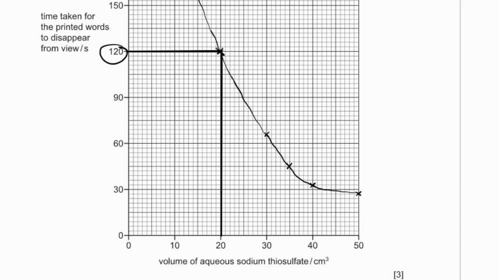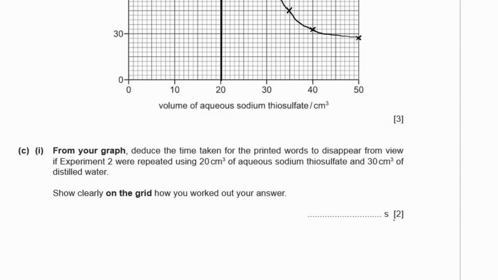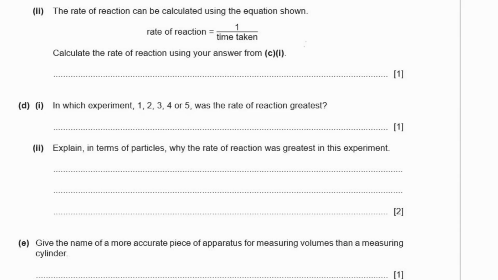Now what it says is to show clearly on your graph. So you have to add these lines. If you don't add these lines, you lose a mark. So if you look at this, it's 2 marks. 1 mark is for finding the value, that's 120 seconds, and 1 mark is showing how you did it. Good.